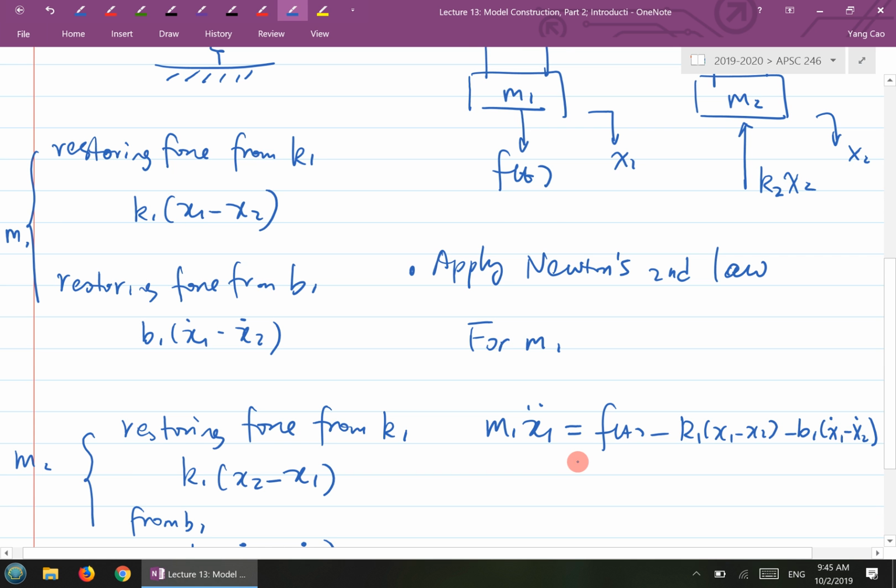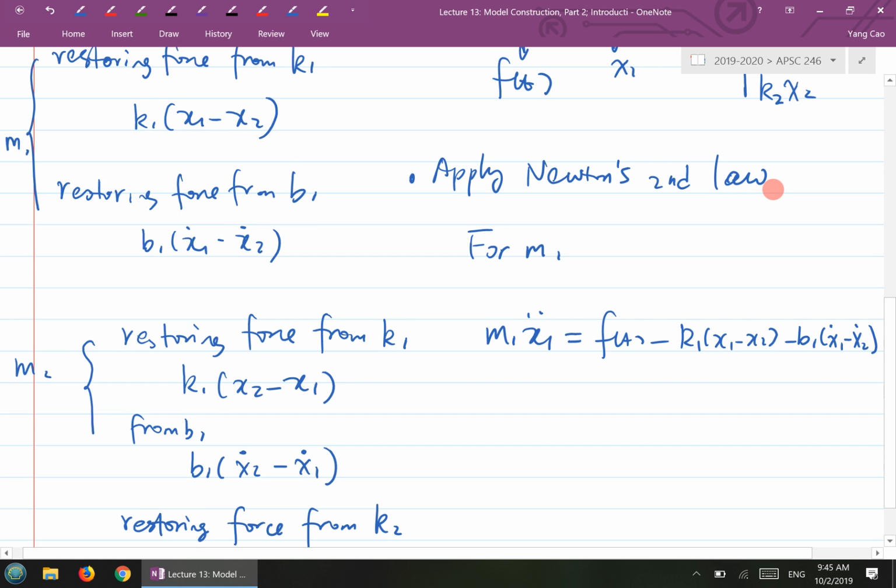And we can simplify this. We move all the x1 terms to one side. We get m1 x1 double dot plus b1 times (x1 dot minus x2 dot) plus k1 times (x1 minus x2) equal to f of t. This is your equation for m1.